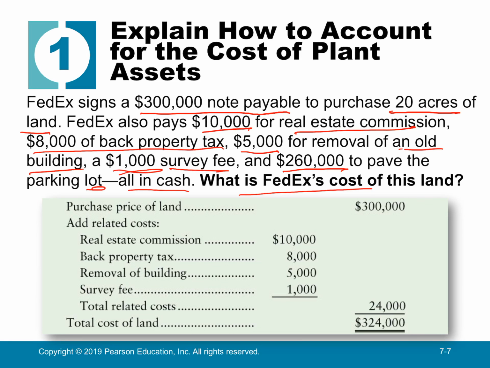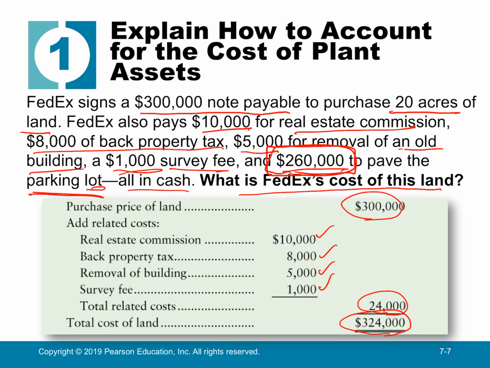So what is FedEx's cost of this land? Well, it is the original purchase price of $300,000, the real estate commission, the back property tax, the removal of the building, the survey fee. Even though those were paid separately in cash, that is still in the cost of the land. So you might ask, why is this amount not in there?